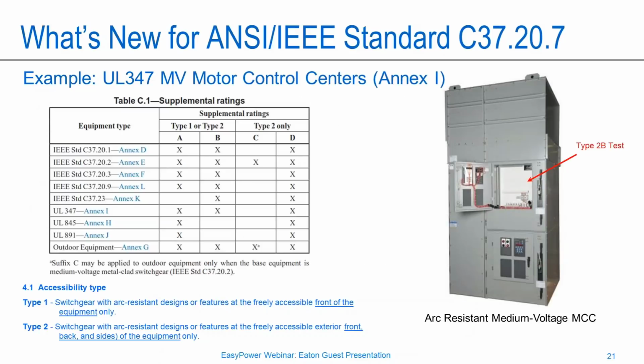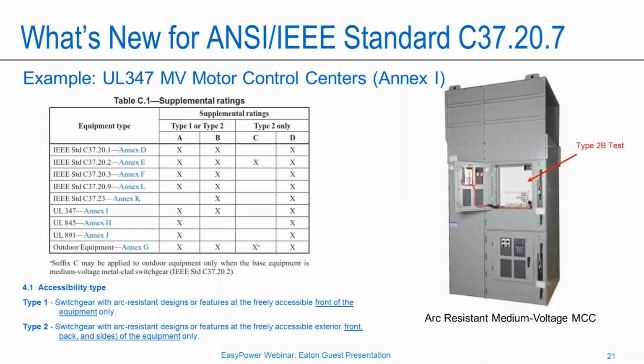I've shown here at the left a table from the standard, and at the right an example of a certain product. This is actually an arc-resistant medium voltage motor control center. So this is one of the products in Annex I, and if you refer to Annex I, there are different configurations of this assembly. I've shown here a Type 2B assembly.